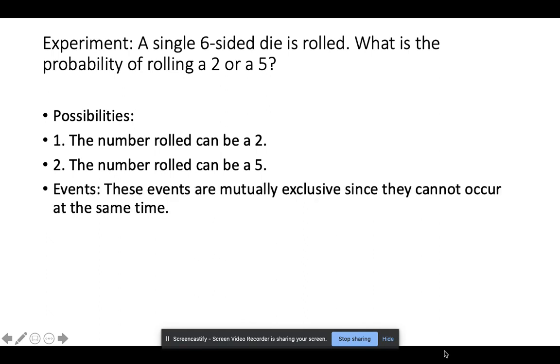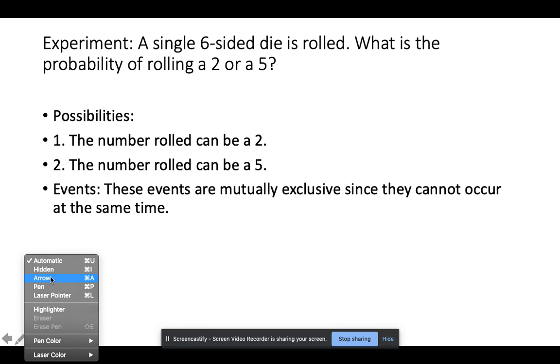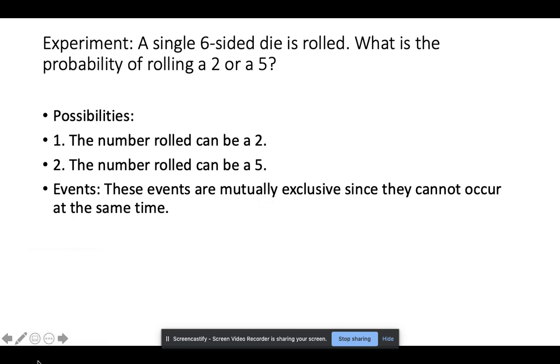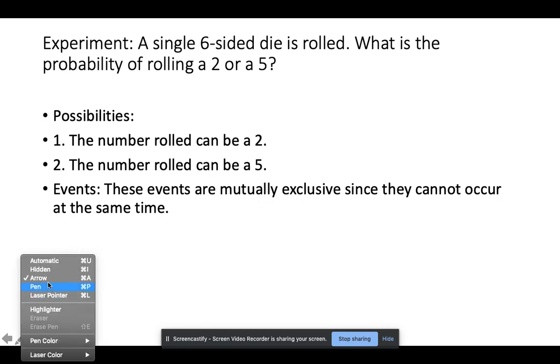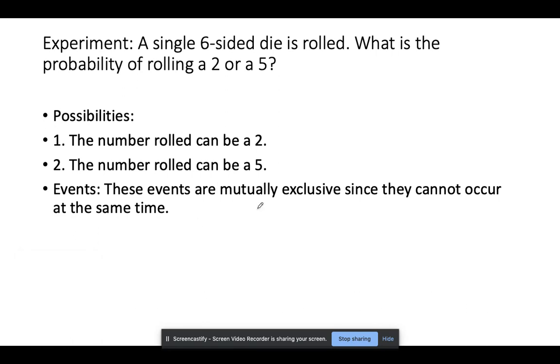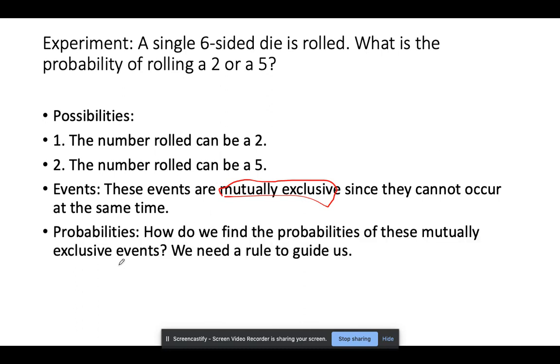These two events are what we call mutually exclusive, which means they cannot occur at the same time. So I can't roll a die and get a 2 and a 5 at the exact same time. So we call those mutually exclusive. So how do we find the probabilities of these mutually exclusive events?